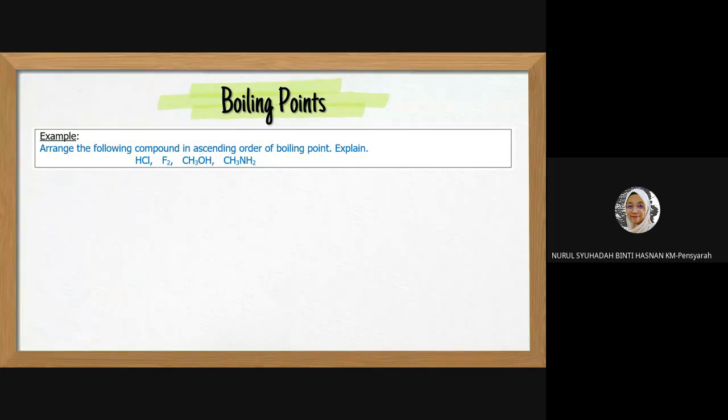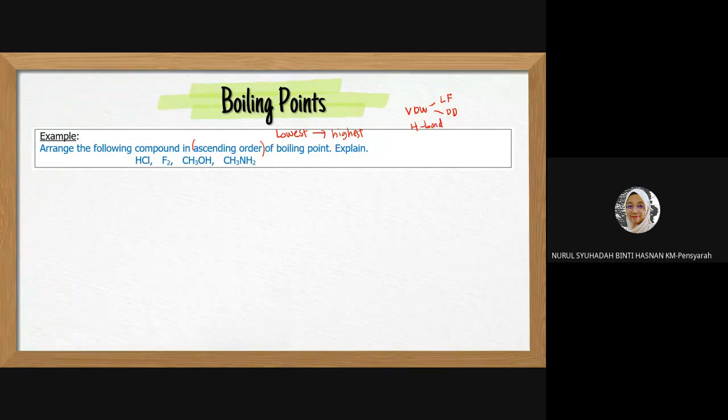So if let's say you have kiranya a few molecules like this, and then dia kata arrange the following compound in ascending order of boiling point. So ascending order, maksudnya daripada lowest boiling point kepada the highest boiling point. Jadi lowest kepada highest, so apa yang kita akan identify? So check if the molecule has van der Waals forces, London forces, dipole, and then ada hydrogen bond.